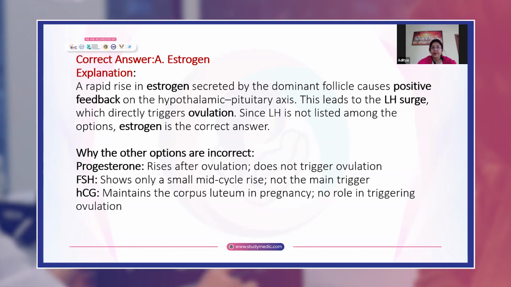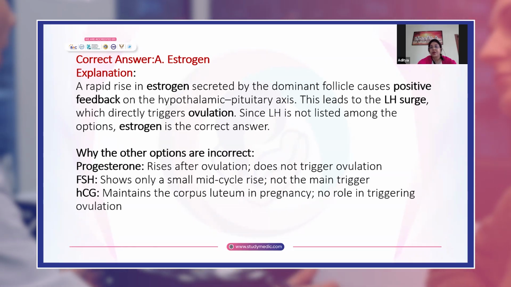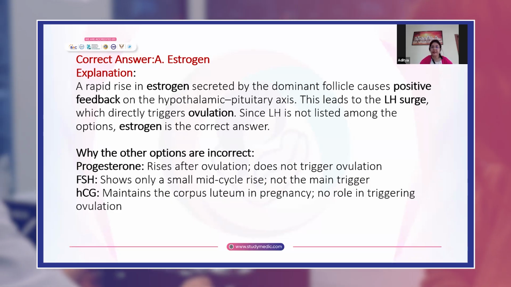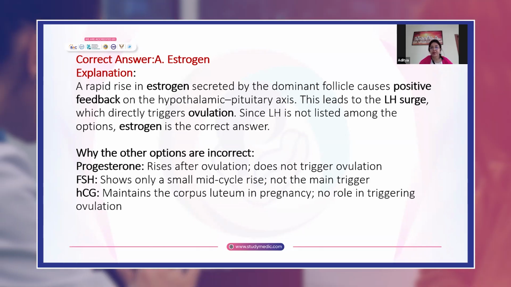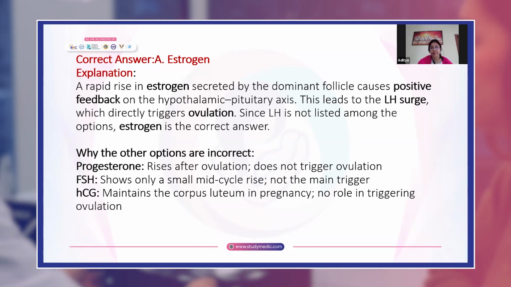Why are the other options incorrect? Progesterone rises after ovulation and does not trigger ovulation. FSH shows only a small mid-cycle rise and is not the main trigger. HCG maintains the corpus luteum in pregnancy and has no role in triggering ovulation.